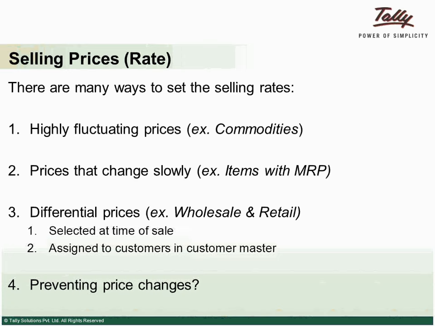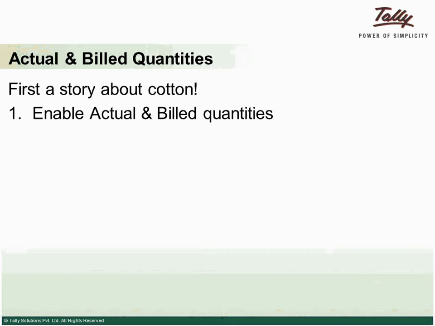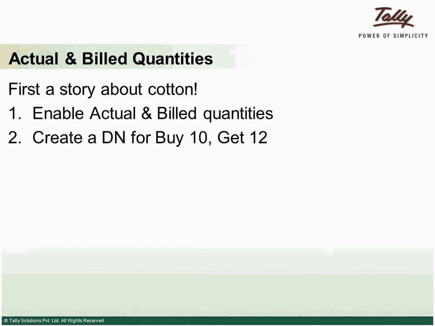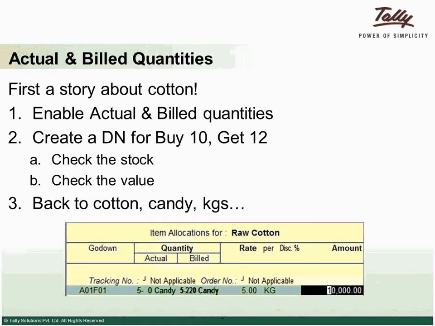Preventing price changes. How will we prevent these price changes? You know that from 1st April till 1st June there will be one price, and from 1st June till December there will be some other price for the same product. How we will cover this, I will show in the product. Now actual and billed quantities. How to enable actual and billed quantities, how to create a delivery note for buying 10 numbers and getting 12, and check the stock.